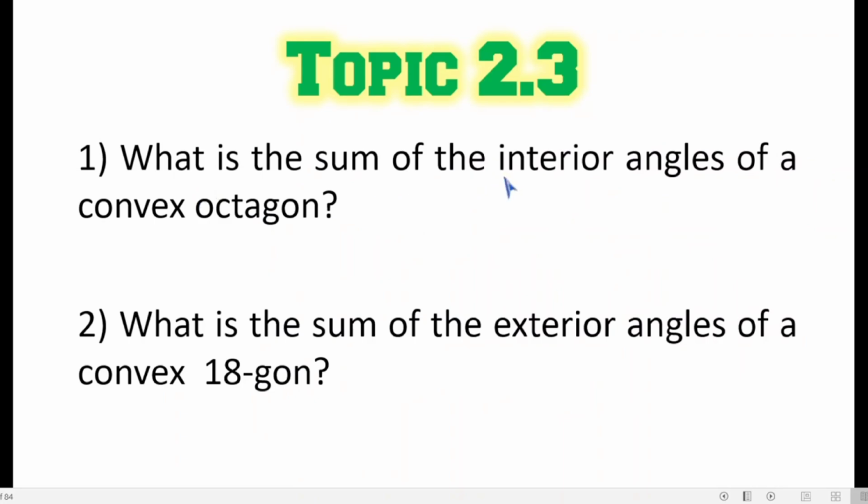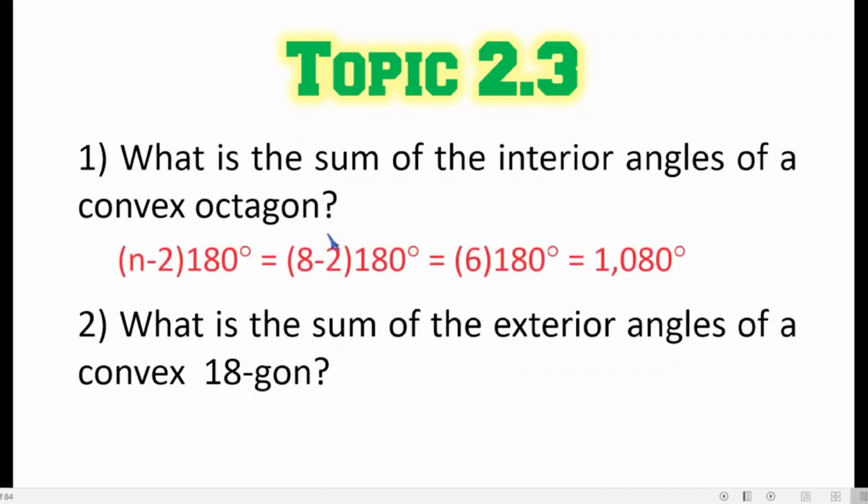What is the sum of the interior angles of a convex octagon? And question number 2, what is the sum of the exterior angles of a convex 18-gon? So let's use the formula for the sum of the interior angles. Again, n minus 2, quantity times 180 degrees. We substitute n as 8 since it is an octagon, 8 sides. So that would be 8 minus 2, which becomes 6, times 180 is 1080 degrees. So the sum of the interior angles of a convex octagon is 1080 degrees.